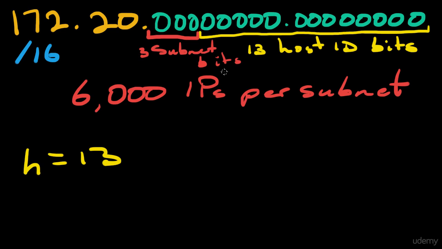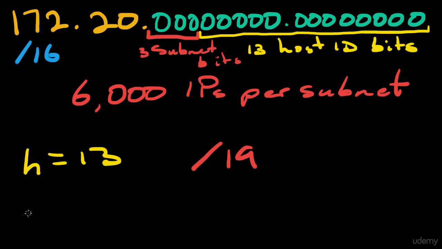How do you take these bits? Well, you take it with a new prefix. The original prefix was /16, /16, 17, 18, 19. We need a new prefix of /19. With /19, these 3 bits become the subnet bits. The last 13 bits remain host ID bits.